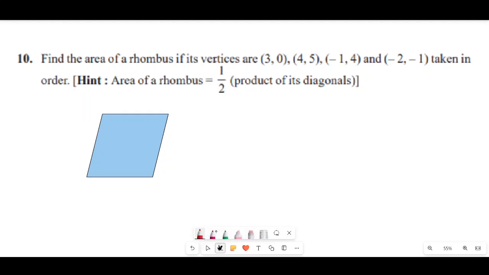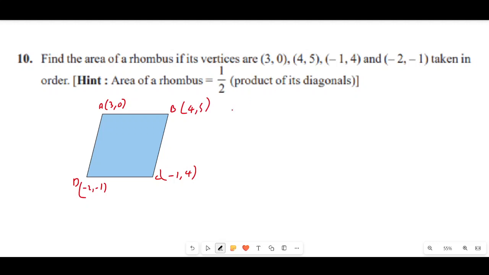Now the vertices are given in the order A, B, C and D. A is given as 3, 0, B is given as 4, 5 and C is given as -1, 4 and D is given as -2, -1. Now the area of a rhombus is half the product of its diagonals. Clear?